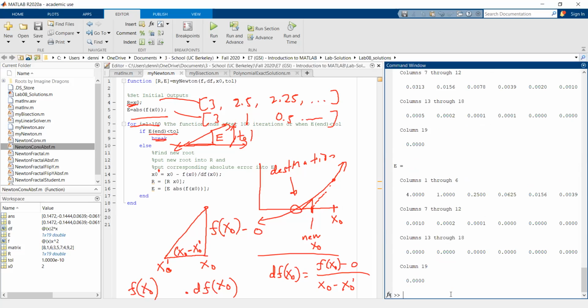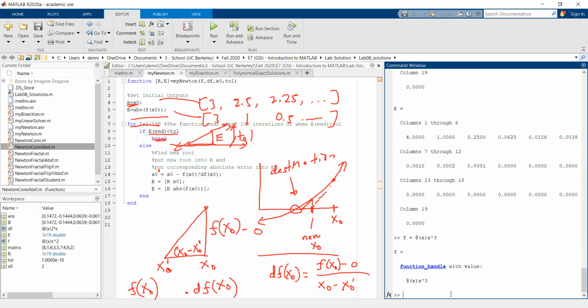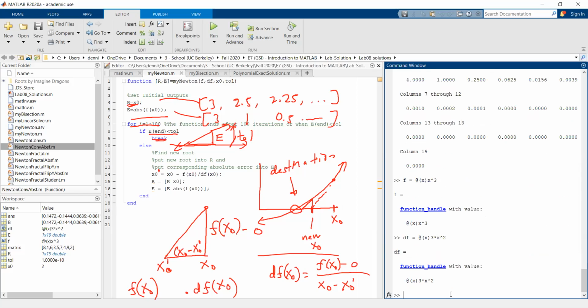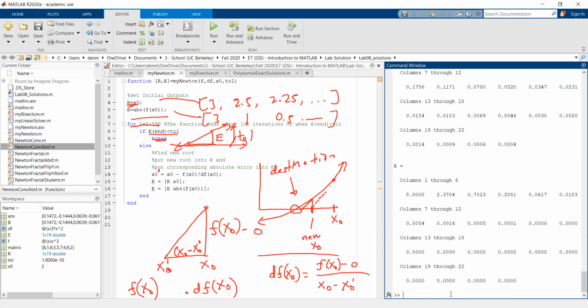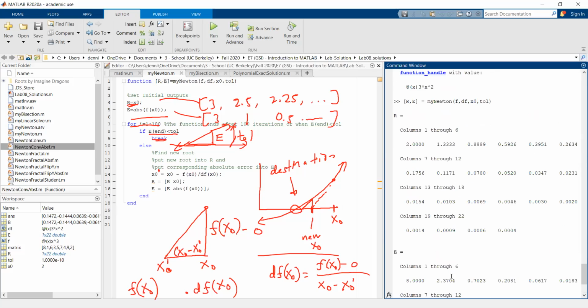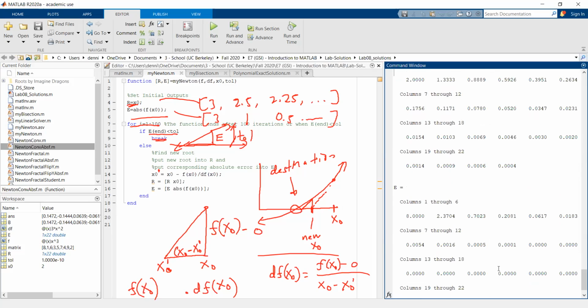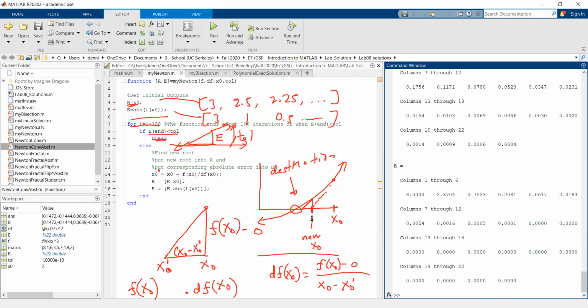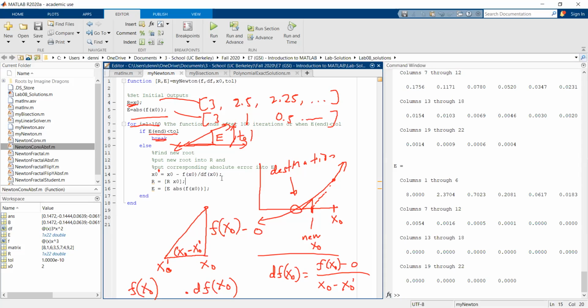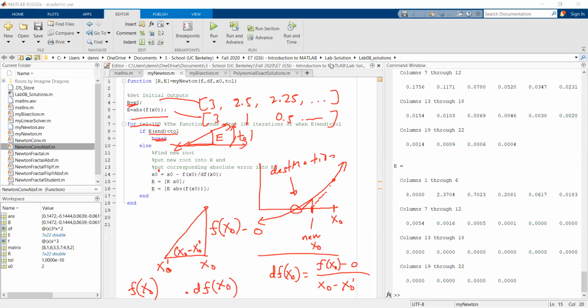Let's do this. F equals at x, x to the power of 3, and df equals at x, 3 times x to the power of 2. Trying to do calculus in my mind. This is not a good idea. Okay, takes roughly about the same time. And that's Newton's method. All right, thank you for the help with that. I'm clearing in 3, 2, and 1.